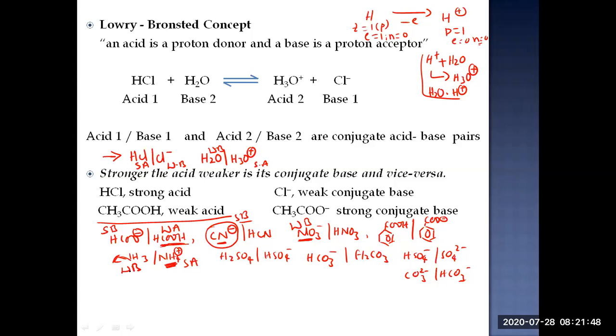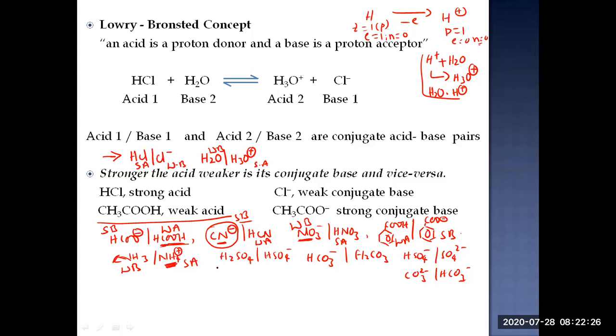Actually, when ammonia is dissolved in water, it gives ammonium hydroxide. So ammonia is nothing but ammonium hydroxide, you can say. So it is a weak base and its conjugate is a strong acid, and vice versa. So HCN was a weak acid, therefore CN minus is a strong base. Chloride is a weak base for the reason that HCl is a strong acid. And benzoic acid is a weak acid, therefore benzoate ion should be a strong base.